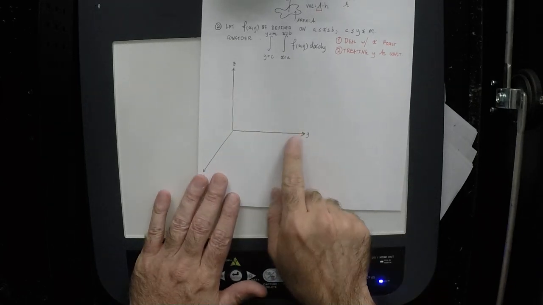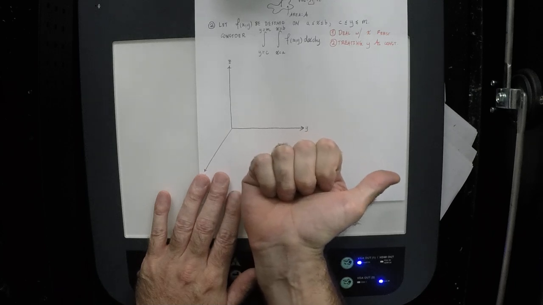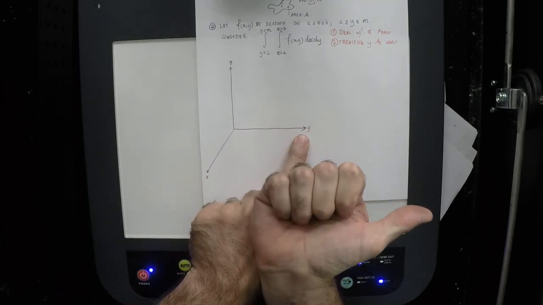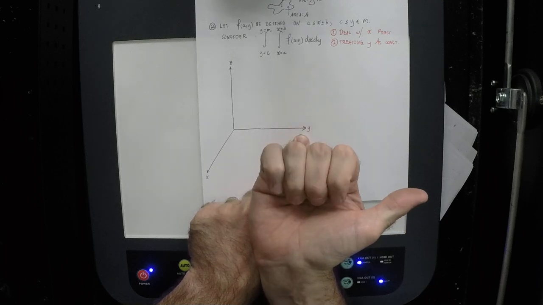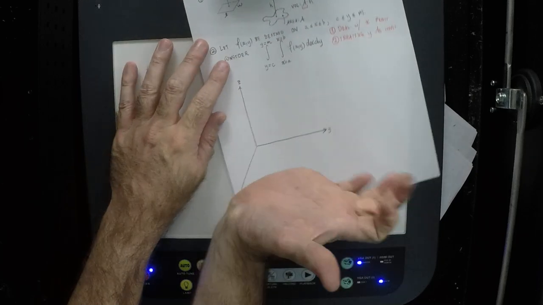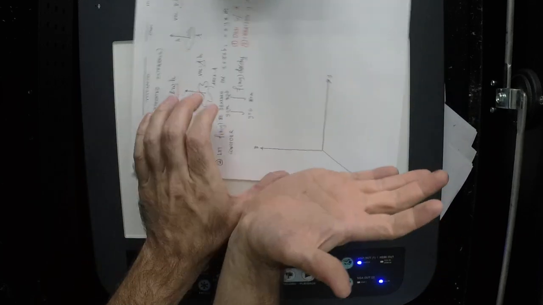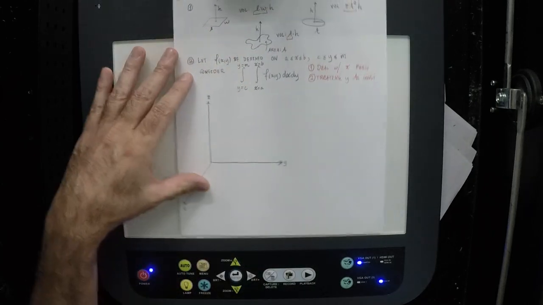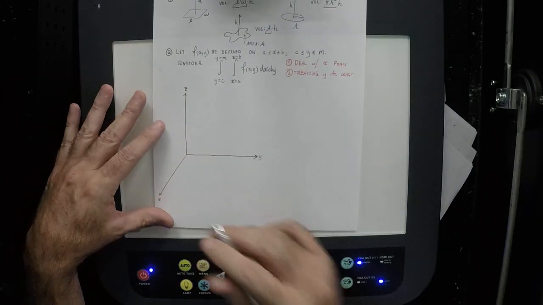If this were z, then which one would have to be x? If this one were z, the top one, because it would be x to y. If this one were z, this one would be x to y. Okay, good. So let's draw the picture.